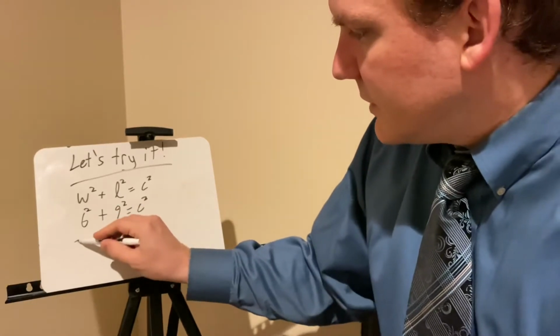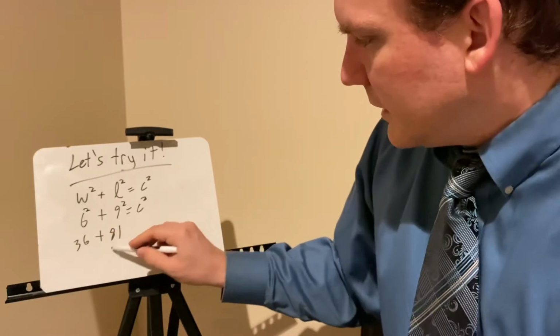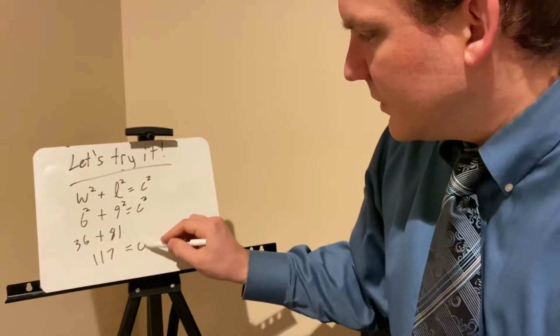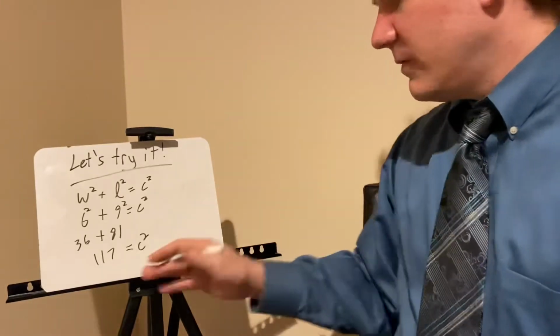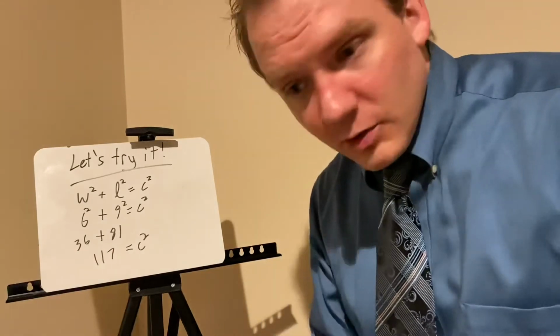So 6 squared is 36, plus 9 squared is 81. That would be 7. 3 plus 8 is 11. So 117 is going to equal c squared. I don't need to actually figure out the square root. I could, and the square root of that's a little more than 10.